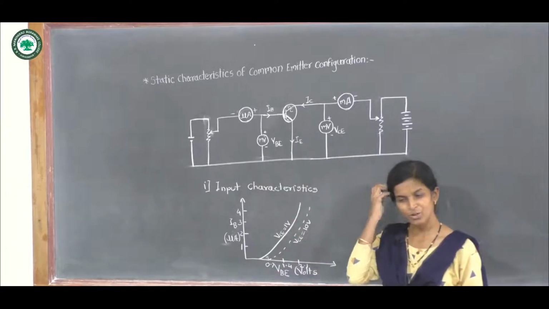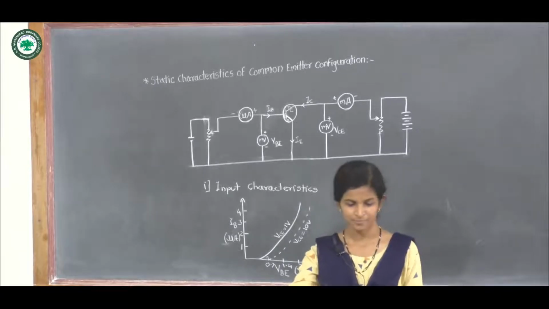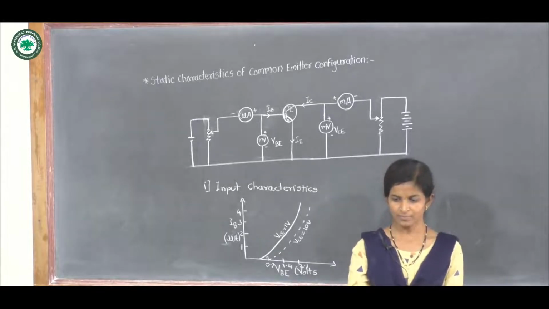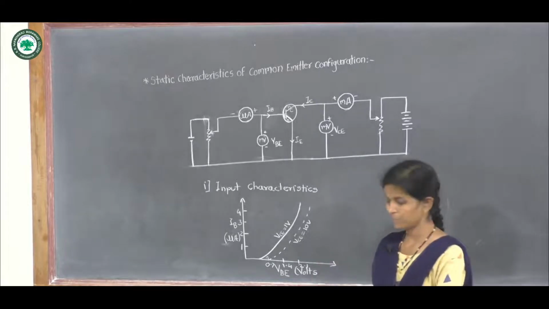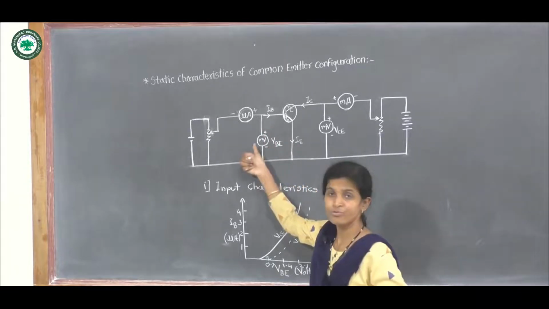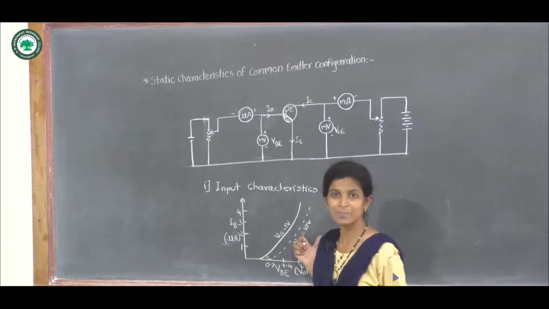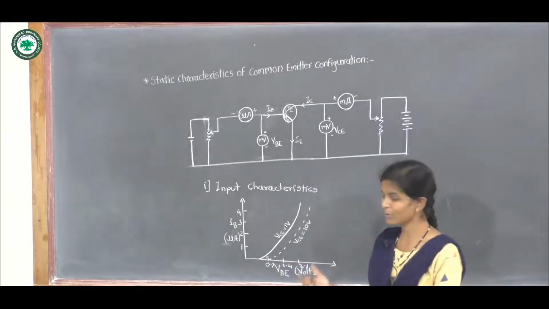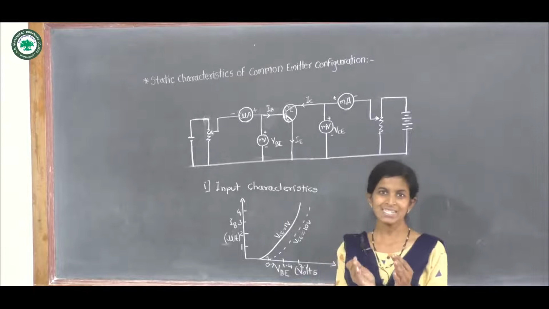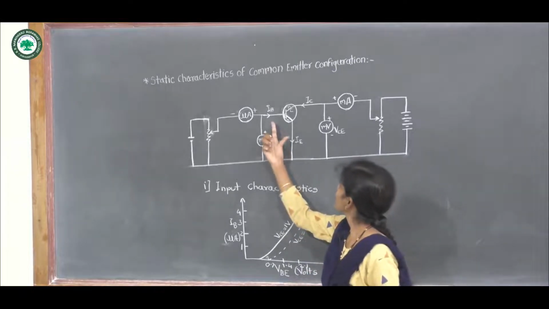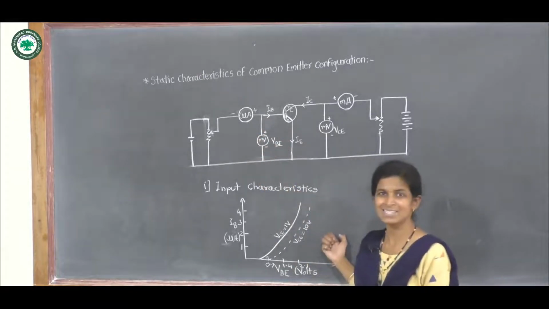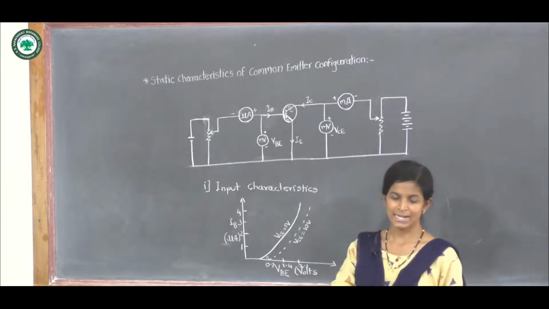So one may draw some conclusions from this plot. First one is the characteristic resembles that of a forward bias diode current, since this base-emitter junction is in forward bias. Base is of p-type and emitter is of n-type, so this is considered as a diode, and as this base-emitter junction is in forward bias, this characteristic resembles the forward bias diode curve.